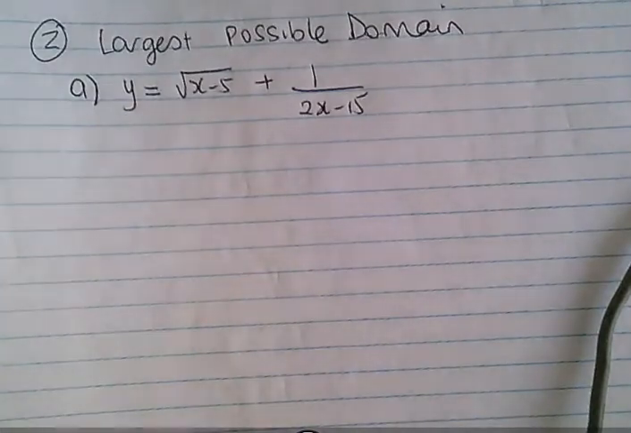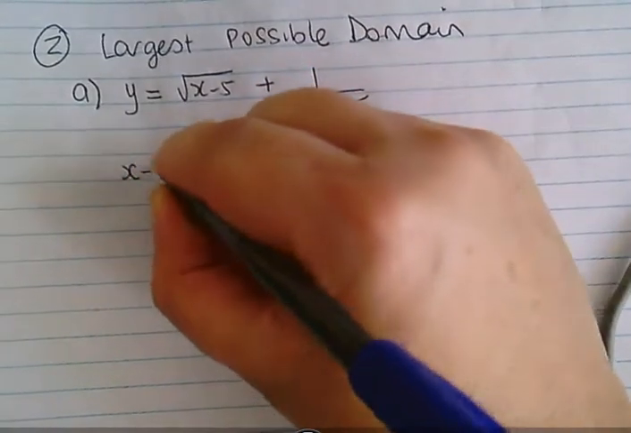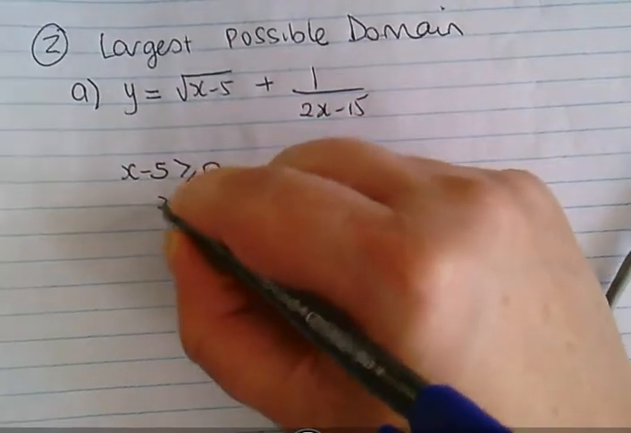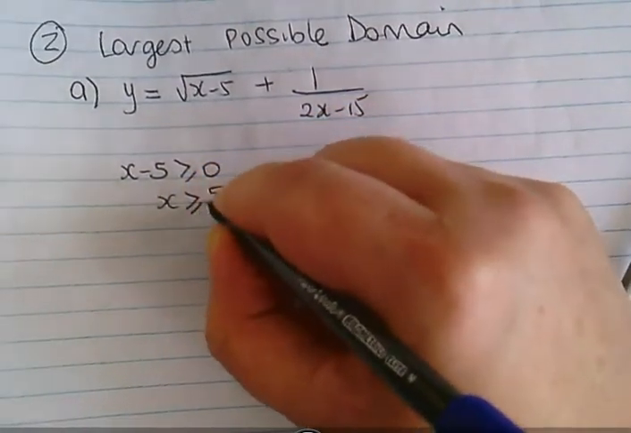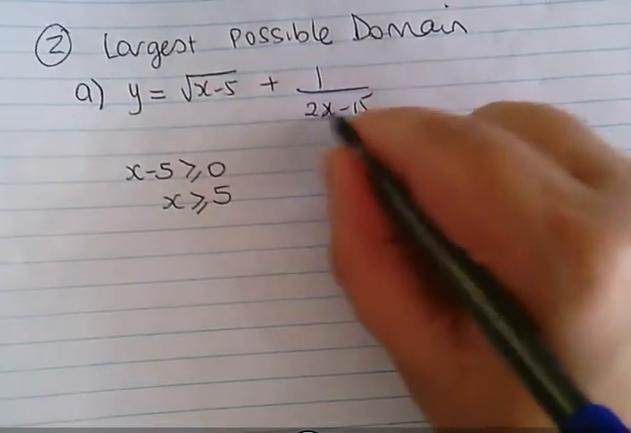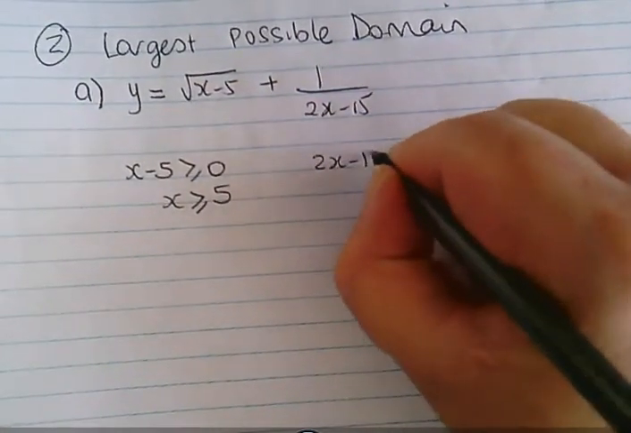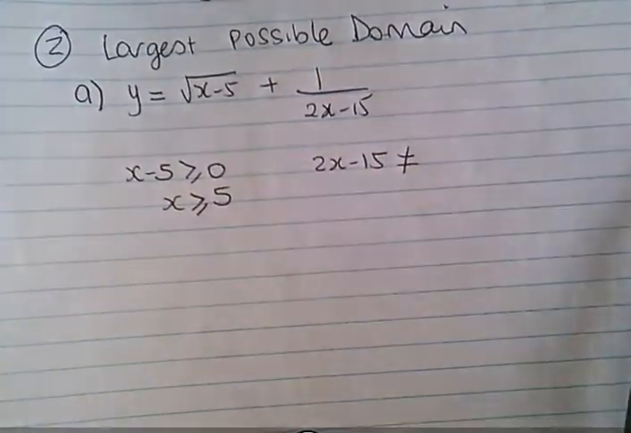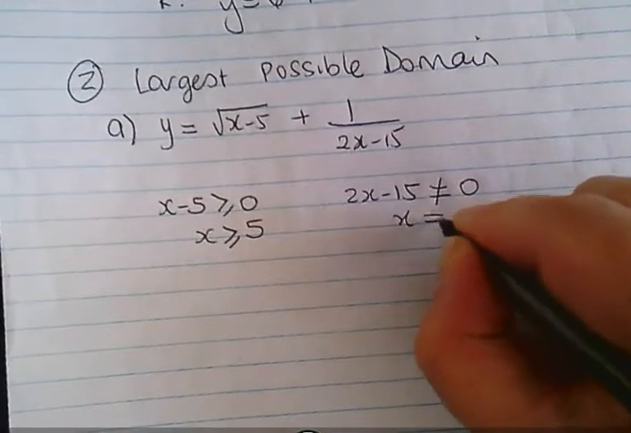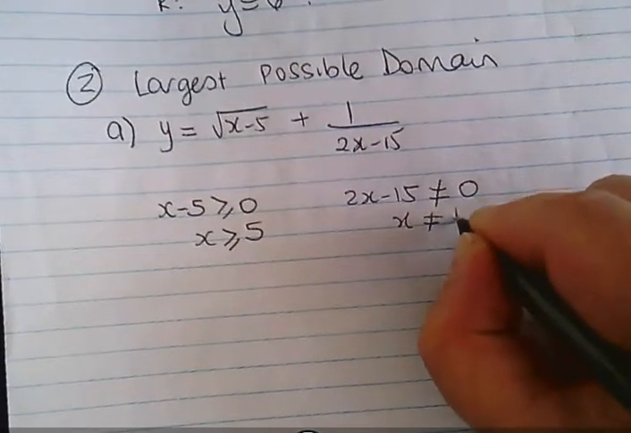Consider each one separately. Tell me about x minus 5, that it has to be greater than or equal to 0. In other words, x has to be greater than or equal to 5. That's using that. What about this? What about 2x minus 15? Cannot equal what? 0. In other words, x cannot equal 15 over 2, or 7.5.